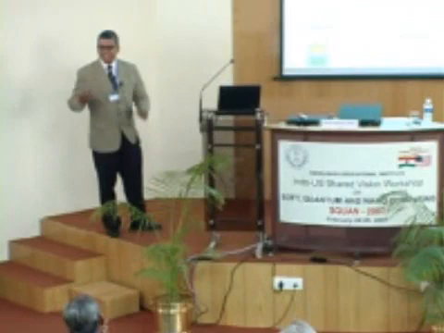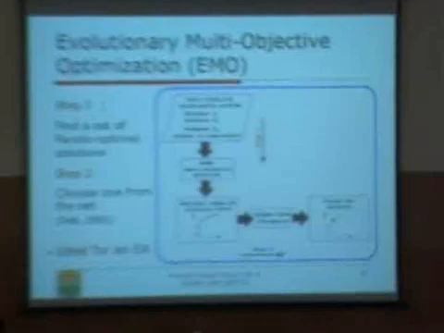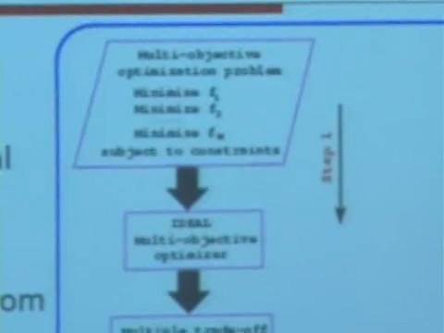So this is this whole concept. You come up with a set of objective functions and problems. You solve it using a method which gives you a representative idea. So this is the optimization step. And then you make a decision. You choose one out of this. Okay. So there are algorithms these days available.